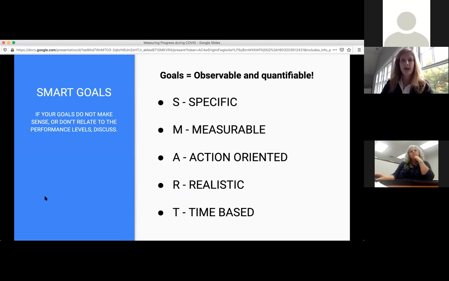And your goals in your IEP are goals that are in there for a year's time. Your objectives may be for a shorter period of time, but your goals are annual goals. It's really, really important that if your goals do not make sense to you, if they do not reflect the performance levels of your child, you really should be discussing this with your IEP team.